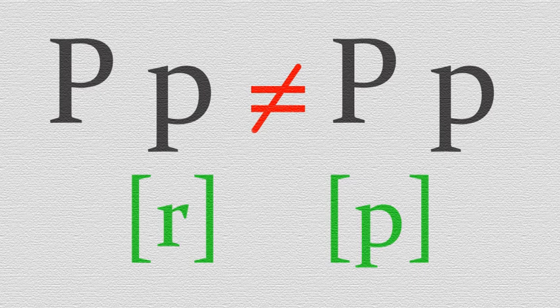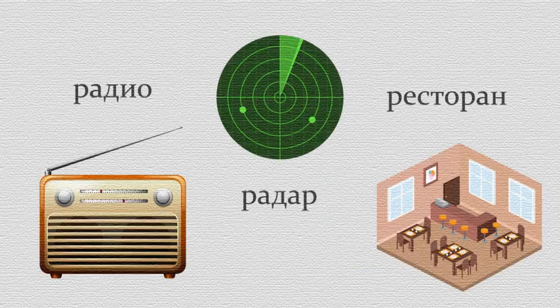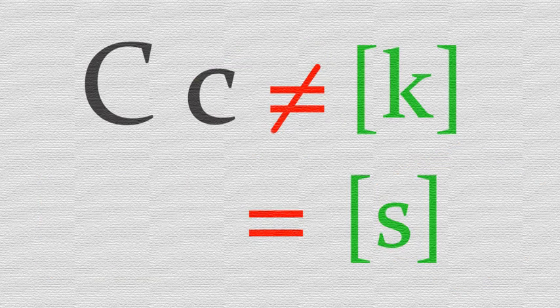Next letter is the letter R. It looks exactly the same as English P. Be careful, that will not make the sound P, that is R. Also, Russian letter R is different from English R. That sounds more like Spanish R, R, R. Our examples are радио, радар, ресторан.